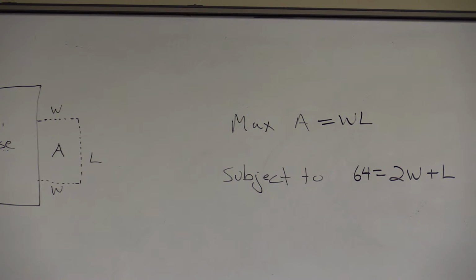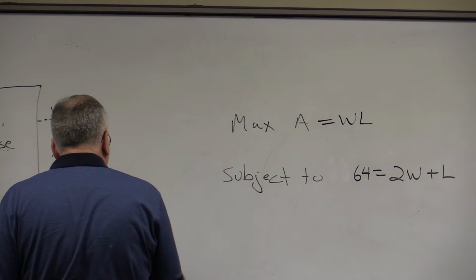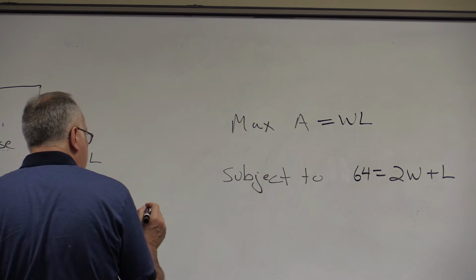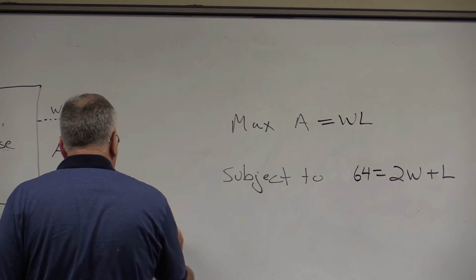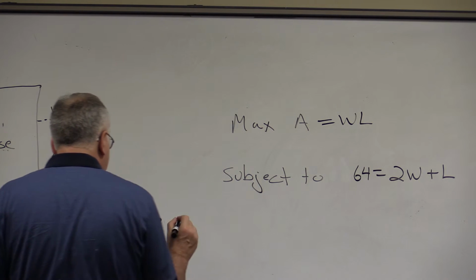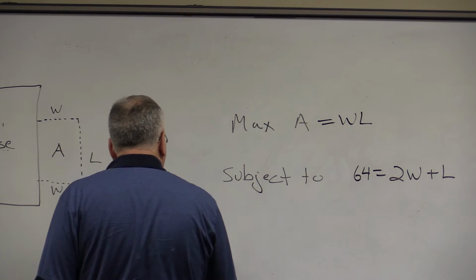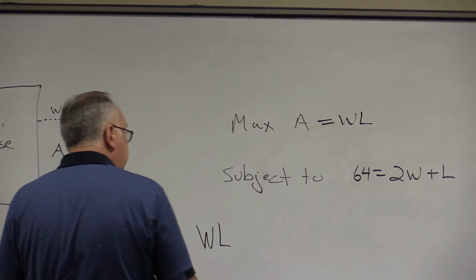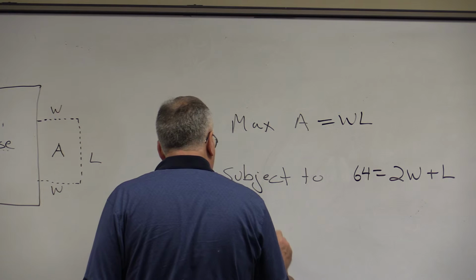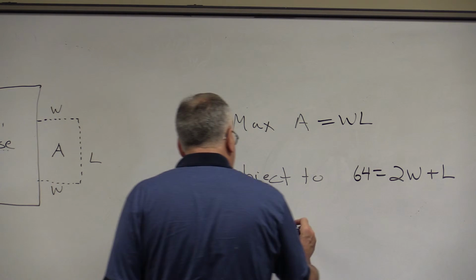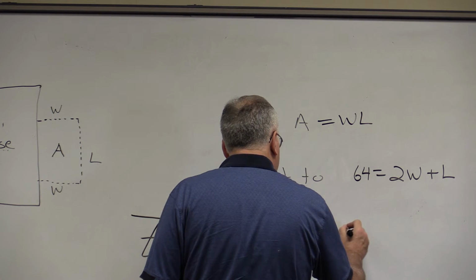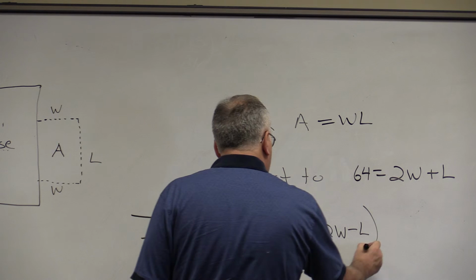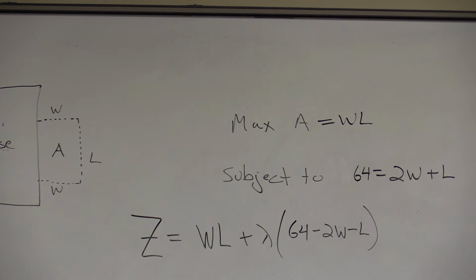So now, who can tell me what the Lagrange function is? First we start off with what? What's the dependent variable? Yes, capital Z. So let's start with Z equals WL, that's our F function, plus lambda times (64 minus 2W minus L). Exactly right. That's our Lagrange function.